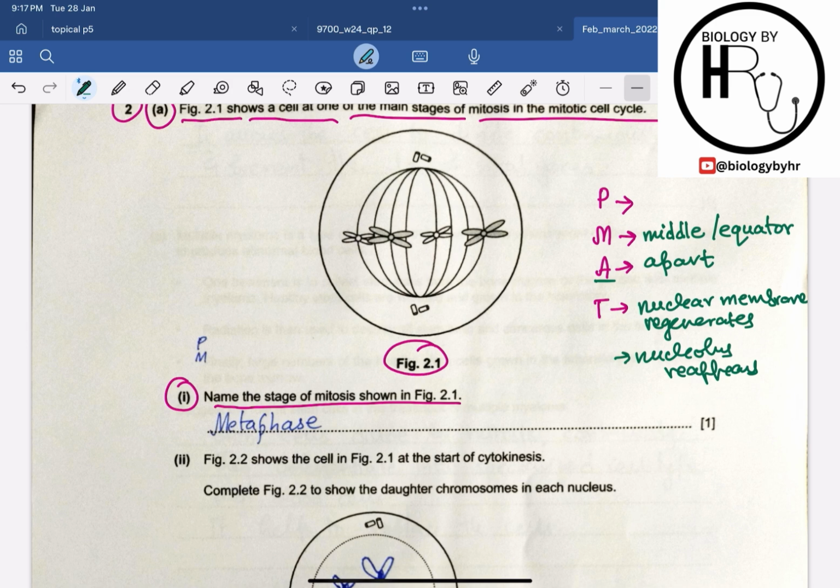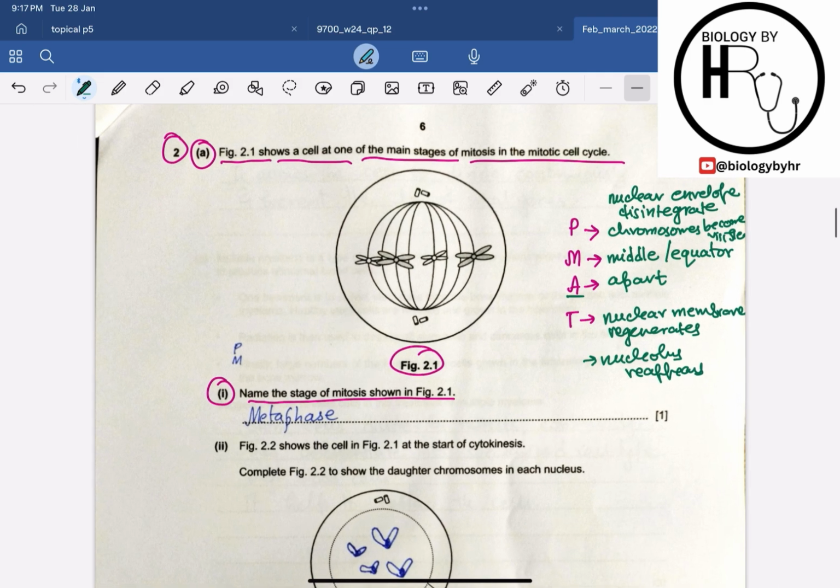And in the prophase, what happens is that the nuclear envelope disintegrates and the chromosomes become visible. So that happens in the prophase.